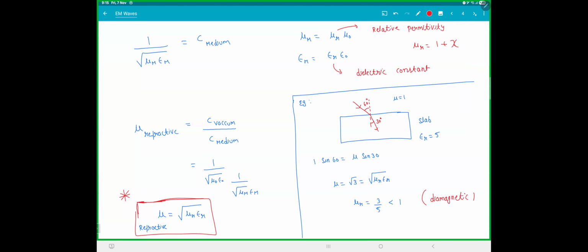Suppose if we get mu r is 7, then what kind of metal is it? Paramagnetic. Suppose if we got mu r is 8000, then what kind of metal is this? Ferromagnetic. So that is a general range of the values. That is a ray optics question combined with magnetic materials combined with EMFs.